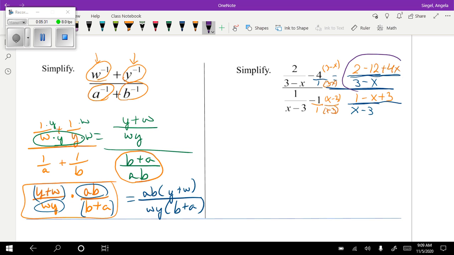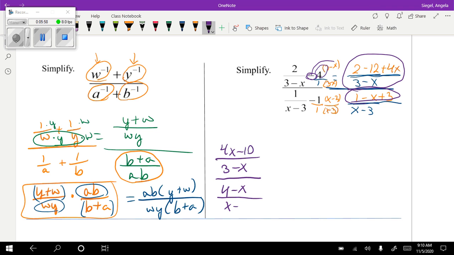Okay, on top, I ended up with this. Be careful because this is a minus. So it's minus 12 plus 4x. And then I ended up with this over here. Same thing with the negative. So I'm just going to clean it up. So I have 4x minus 10 over 3 minus x, and then divided by, let's see, 4 minus x over x minus 3.